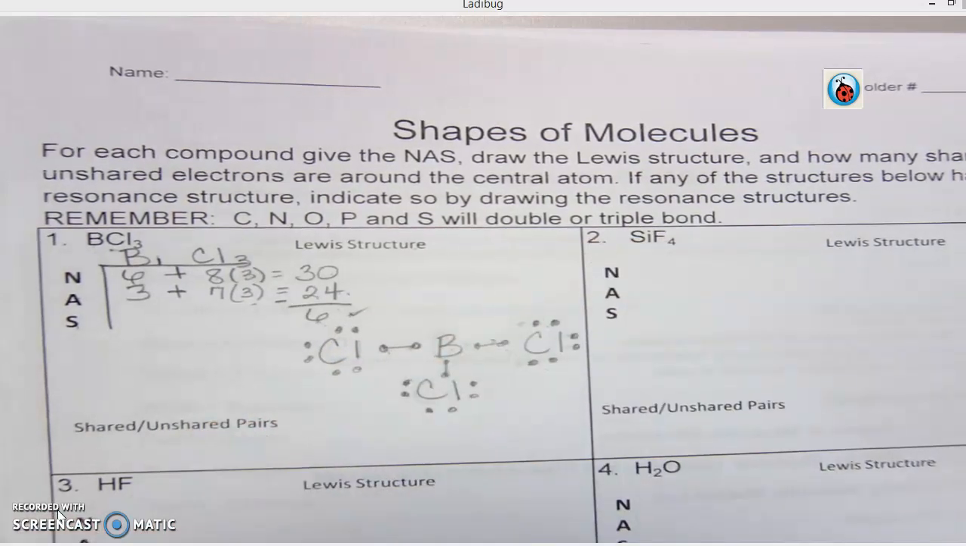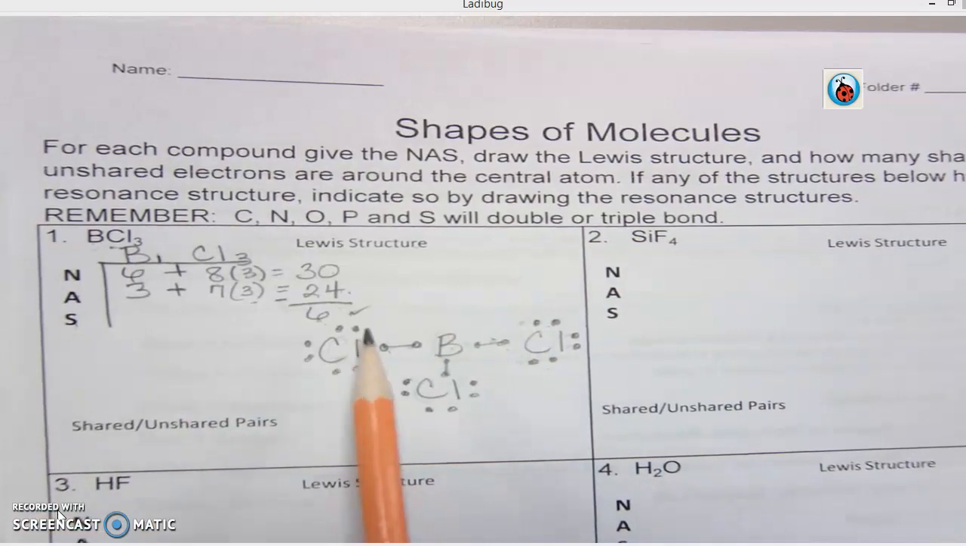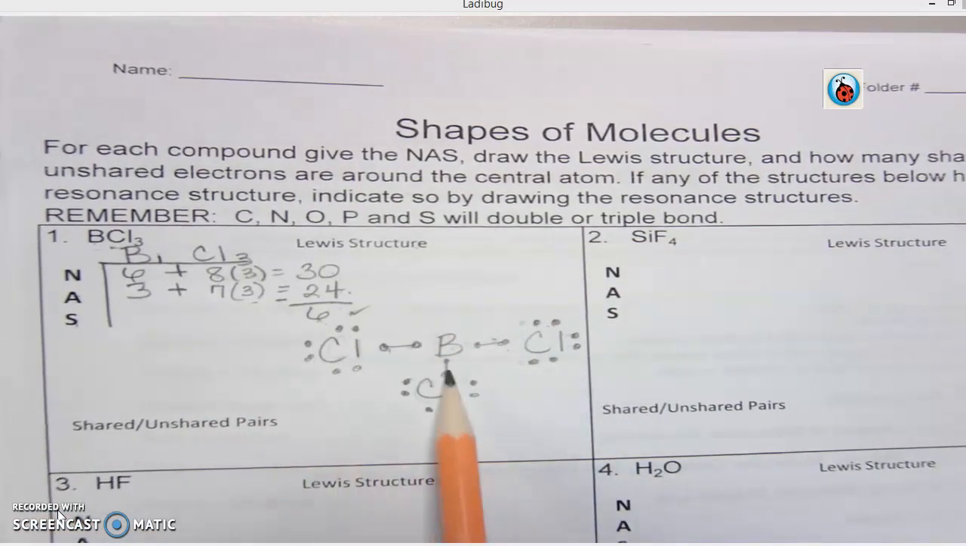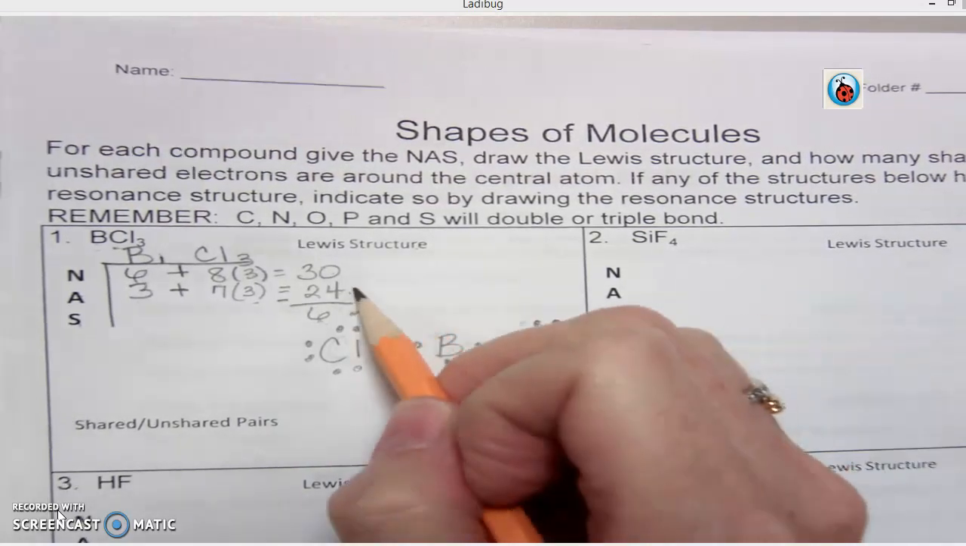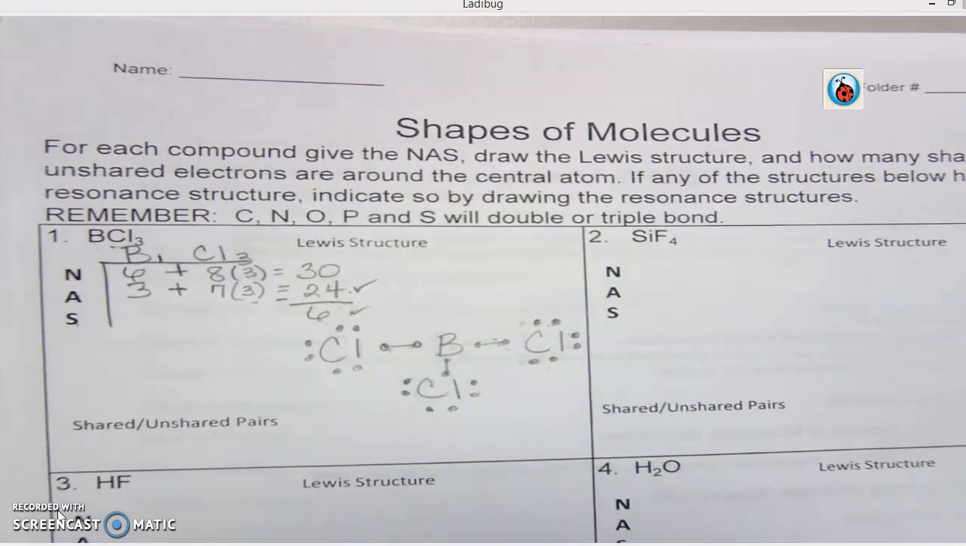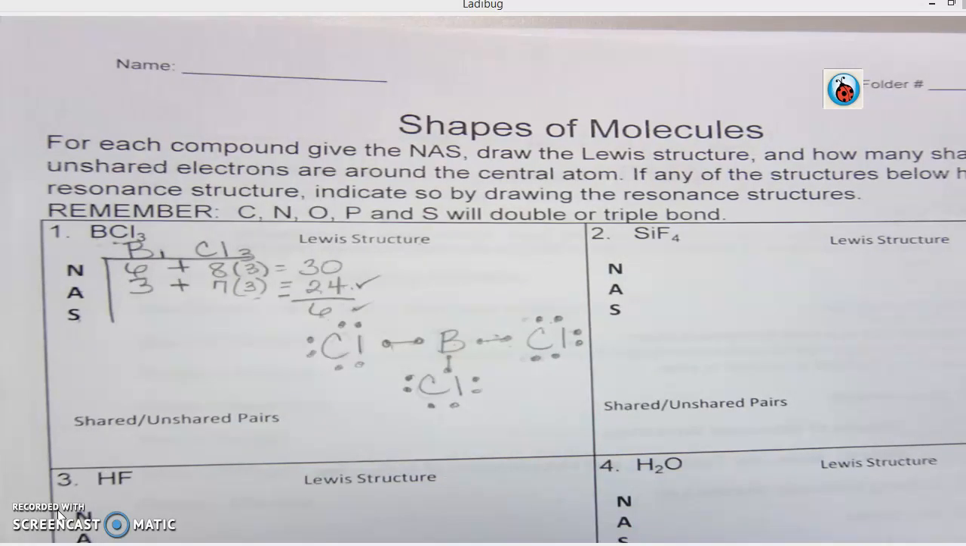Okay, so let's count up our electrons. 2, 4, 6, 8, 10, 12, 14, 16, 18, 20, 22, 24. 24 total electrons, and 6 of those electrons are shared. Okay, so there is my Lewis structure for this boron trichloride.